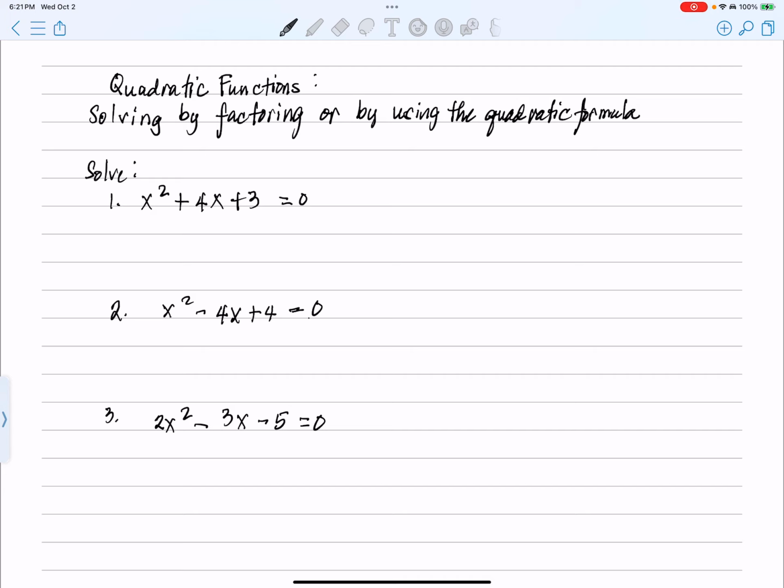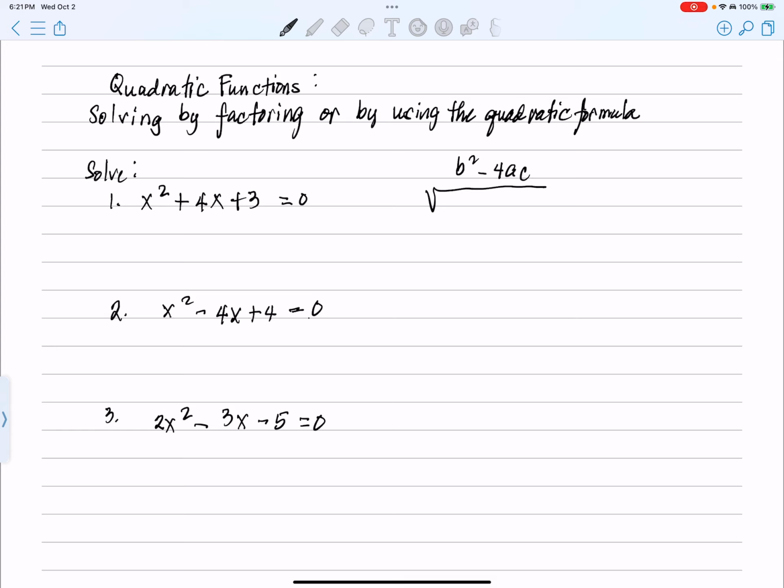When b squared minus 4ac is a perfect square, then maybe the most efficient method to use is factoring. Okay, let's find out with number 1: x squared plus 4x plus 3. Let's check. This is already in standard form.